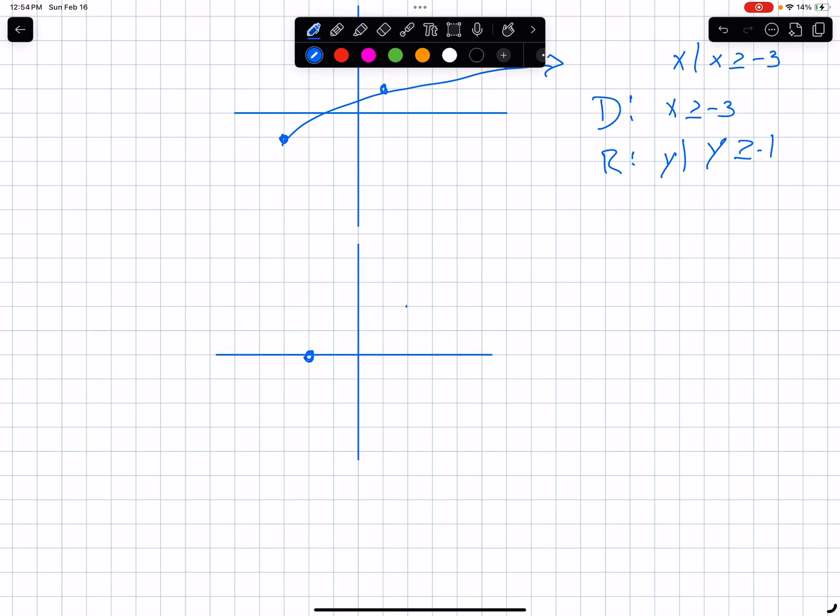So 2, 2 right there. And square root functions always curve like that, right? And then it's dotted because it's not equal to. Right. Okay. So I just erase everything.